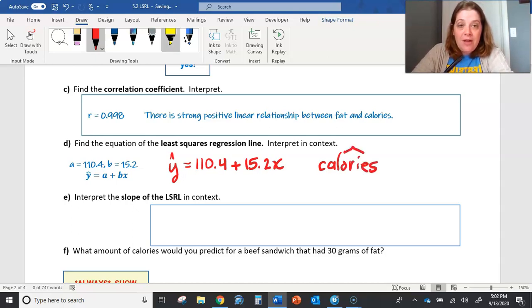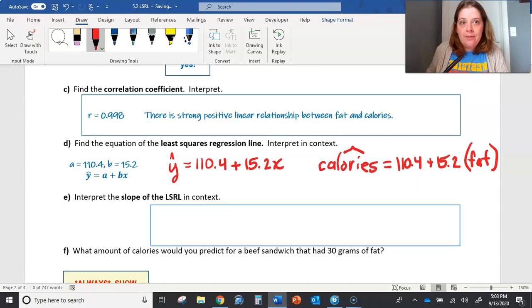You can either put a hat over top of it for predicted, or you can actually write the word predicted calories instead, equals 110.4 plus 15.2, and this time you're going to say times fat. Or you could say times grams because it's in grams. Interpret in context means just write it with real words instead. We're going to take 110.4 plus 15.2 times the grams of fat. That's going to predict the number of calories we need.